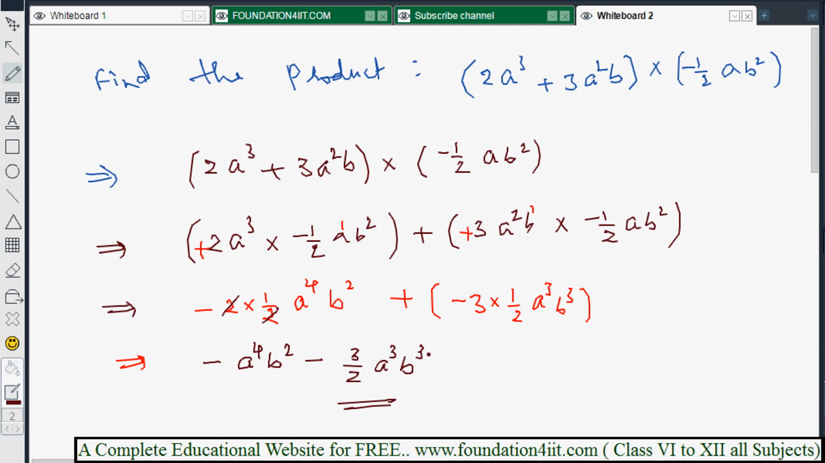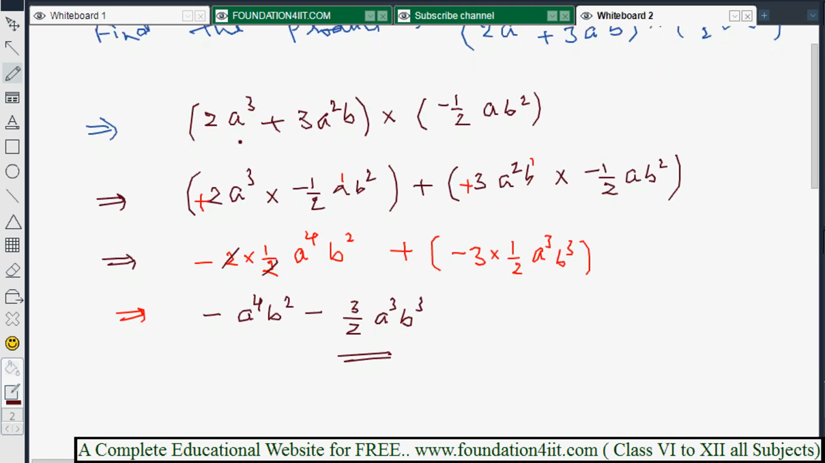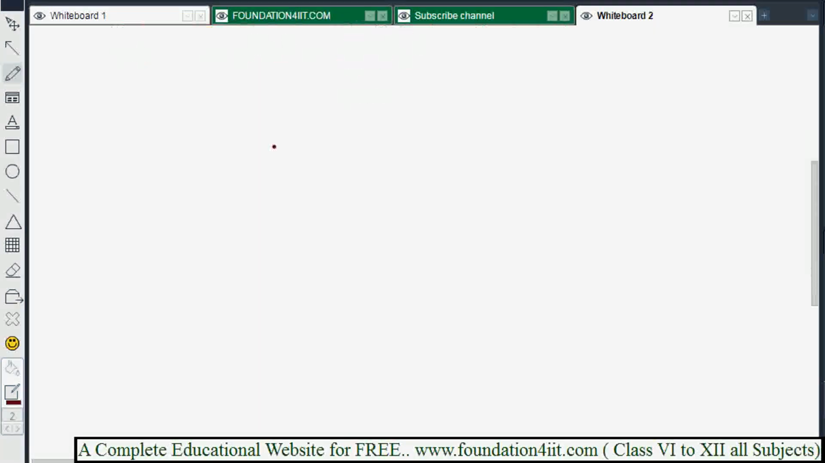So after using distributive, then we can just normally multiply. Not only two terms, if it is more than two terms also we'll do the same. So let's see one more example. Multiply. So they can ask the question as product or multiply, everything is the same.